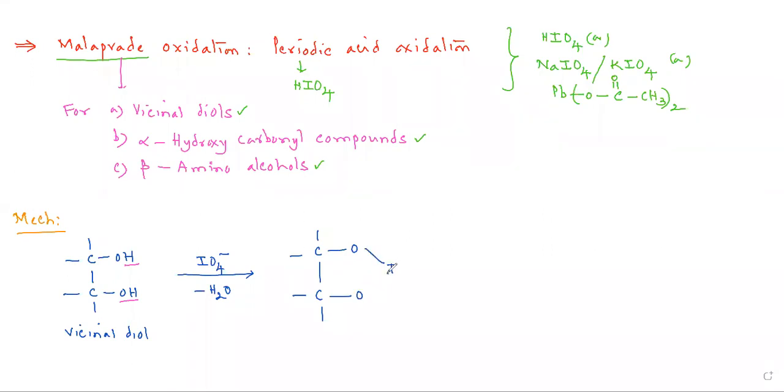Now the iodide, iodate. This one. This is the periodate. Still have oxygen of the vicinal diol. Only one oxygen is used.